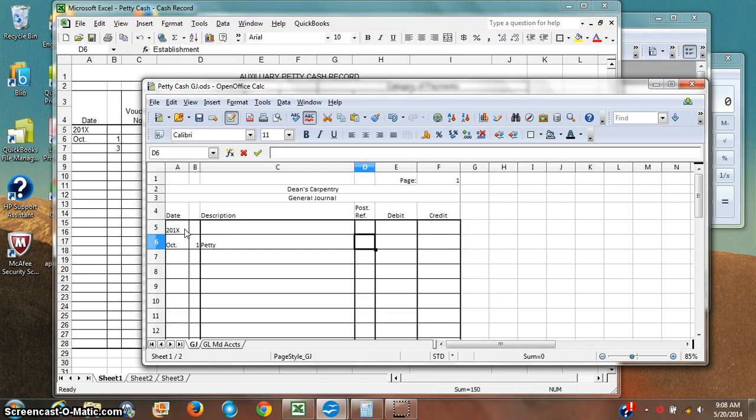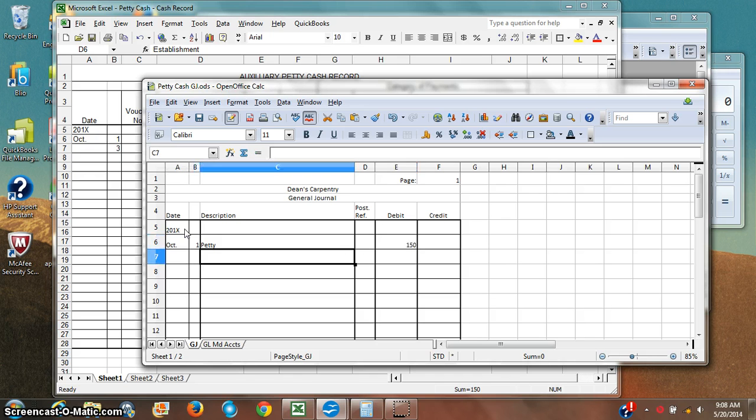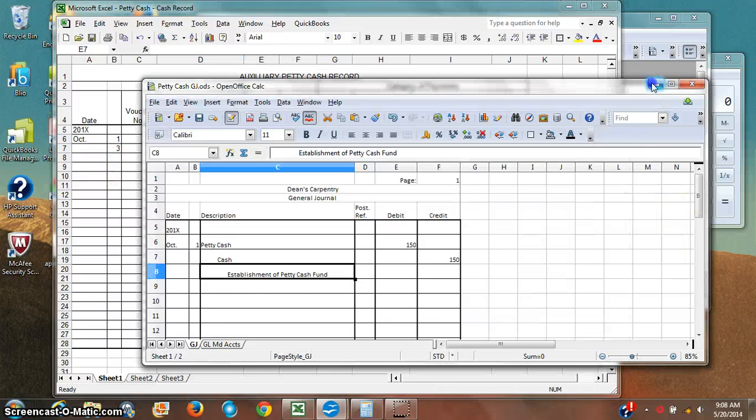And I'm going to go ahead and log this first transaction for establishment on the general ledger. This is going to make my petty cash go up by the $150, and I should write the full description there. It's going to make my cash account go down. And I'm going to write a description here as well on the general journal. So there's the first two. Let's continue on.